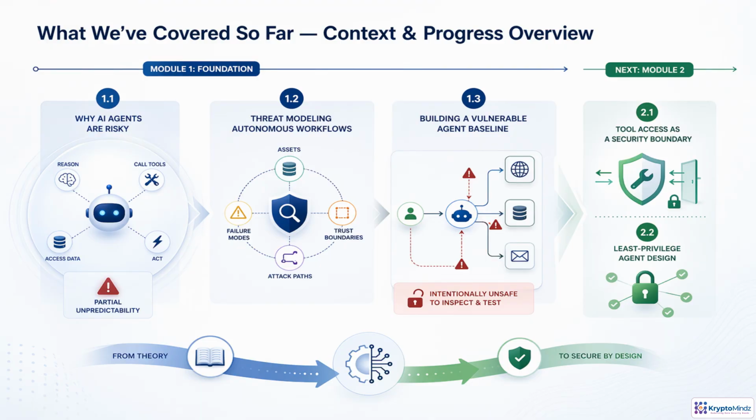So far, we've seen why AI agents introduce new risk. They reason, use tools, access data, and behave less predictably than traditional applications. We then used threat modeling to organize those risks. Now we'll turn that thinking into a deliberately vulnerable agent baseline, which we can inspect, test, and later secure through least privileged tool access.